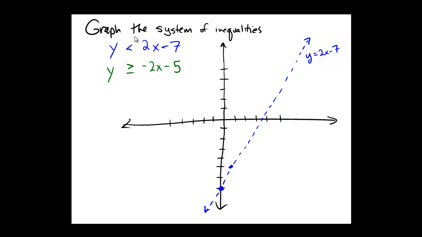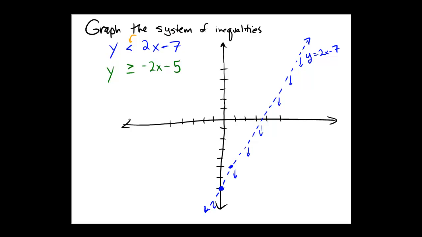Since it was conveniently written in slope-intercept form, we can look at the sign, which is this less than, and that's indicating that we need to shade below this line. So over here on the graph I'm going to draw some downward arrows, because that less than indicates that we will need to shade below the line. But that's not it, because we have a second inequality, namely y is greater than or equal to negative 2x minus 5.